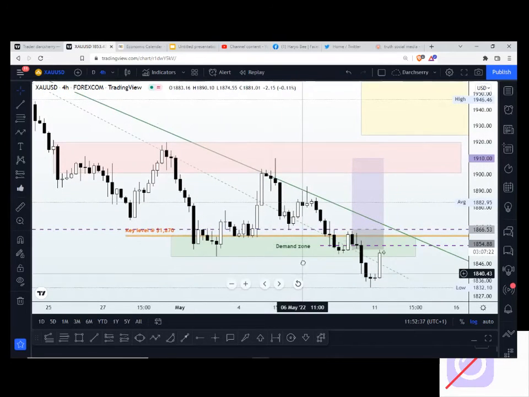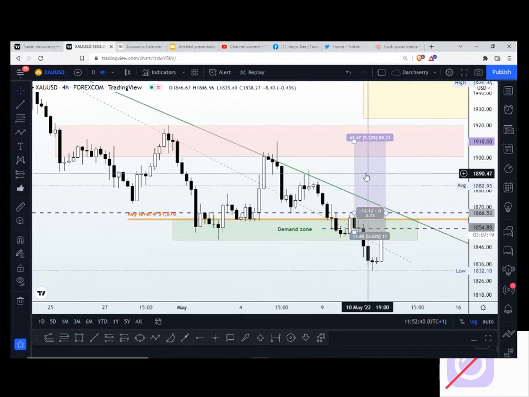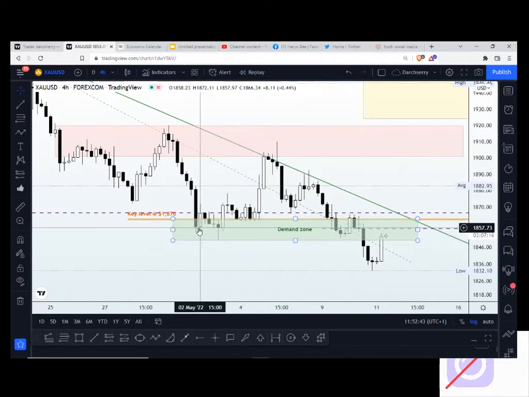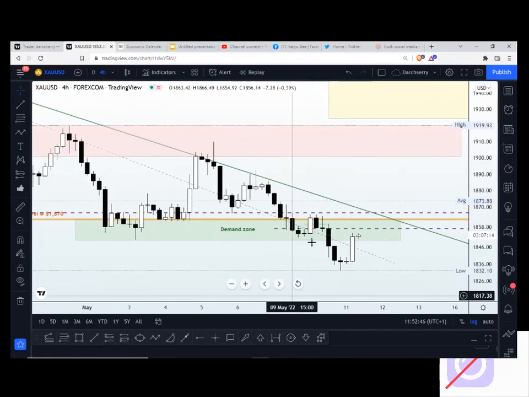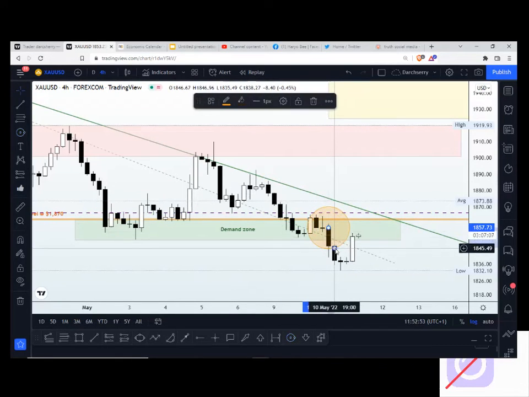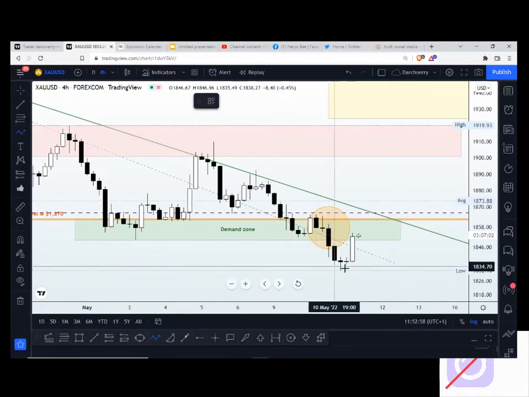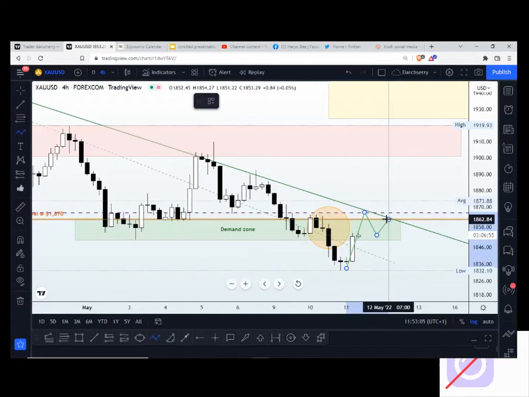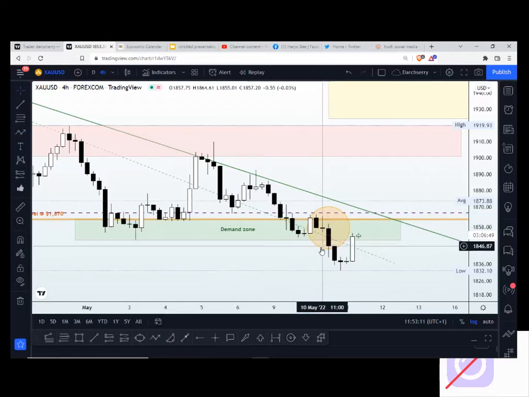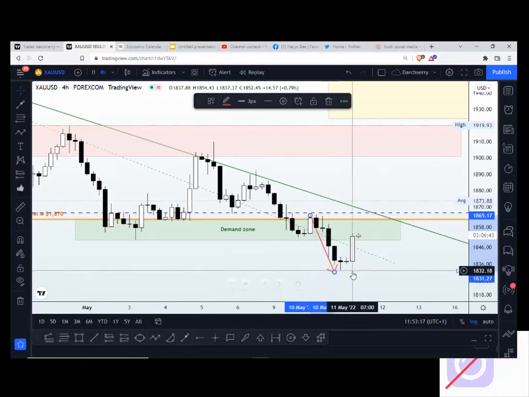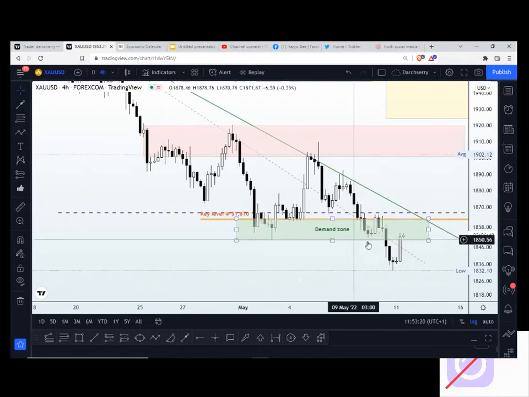Okay, now with gold, we have a breakdown of a demand level that has been holding price action since the beginning of the month. So we now have a breakdown of that key level, a breakdown of the demand zone, and now price appears to be retesting that demand zone. We don't know if price is going to respect this trend line, where we will be looking for structures that will support a trend continuation to the downside. This breakdown information is a very significant signal at this point.